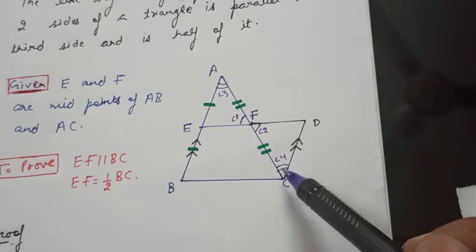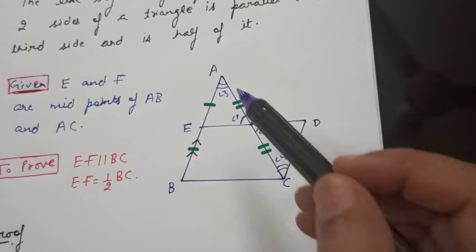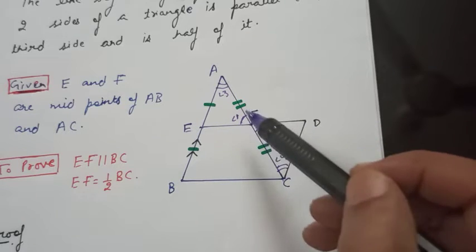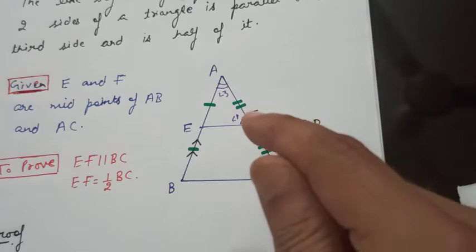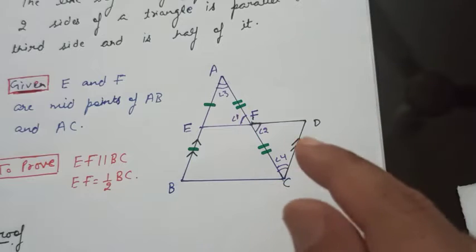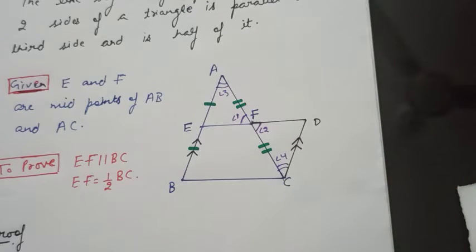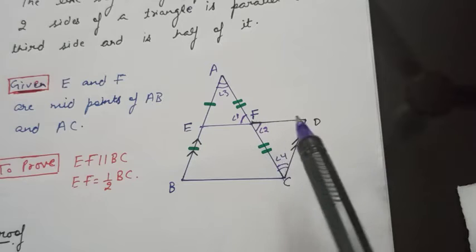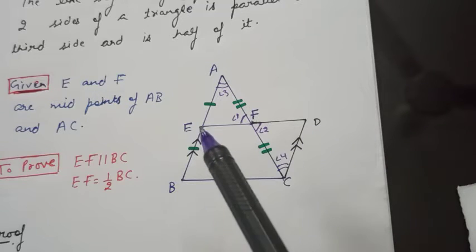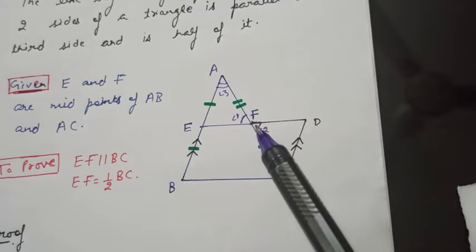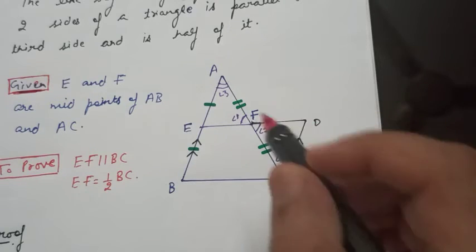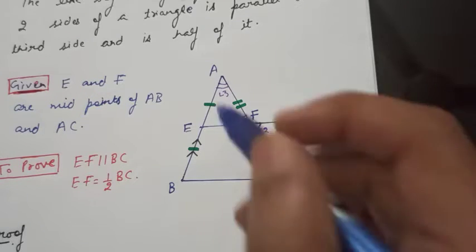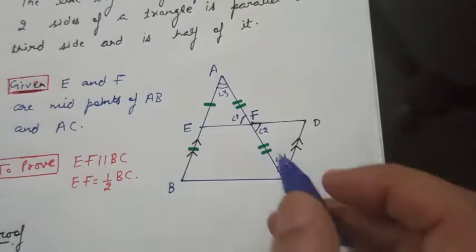3 is equal to 4 because of the alternate interior angles, and this is the side which is given to us, right? F is the midpoint of AC, so AF is equal to FC is given to us. So can I use the ASA rule to prove that these two triangles are congruent? So I can say triangle AFE is congruent to triangle CFD, right? By using which rule? ASA rule, right? So I'm proving that these two triangles are congruent.